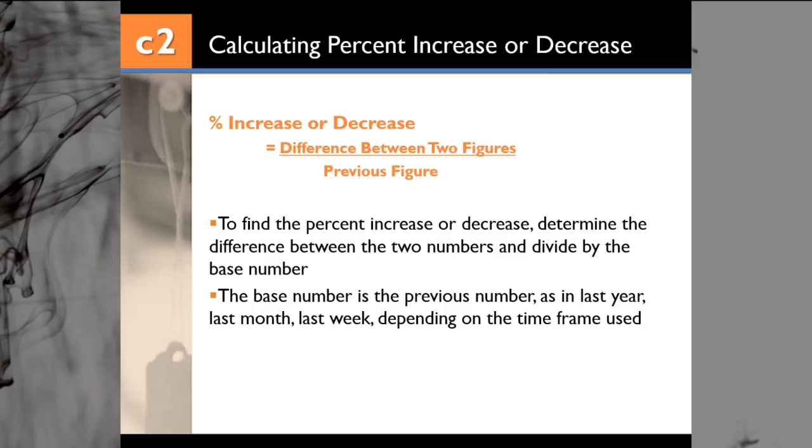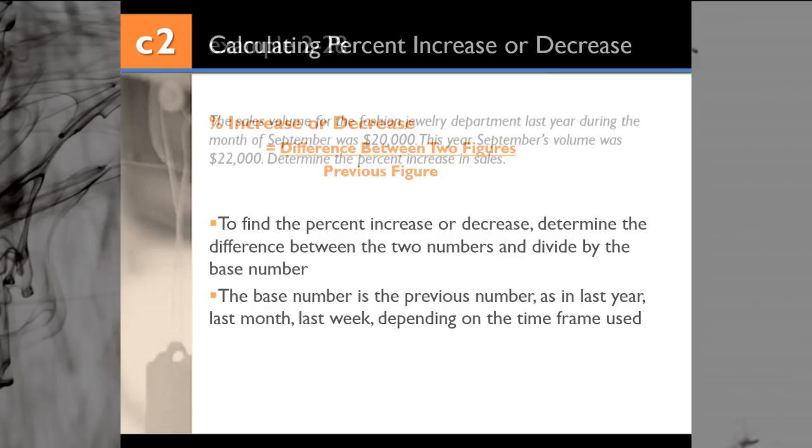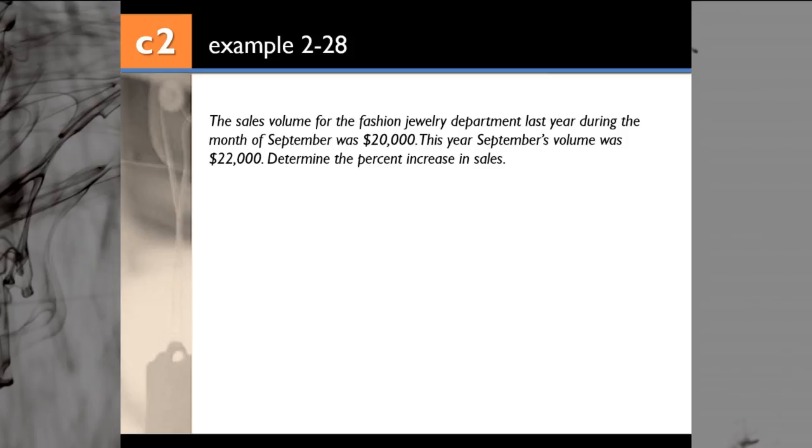And also this one, it's going to be really easier to look at the example. So let's look at the example. The sales volume for the fashion jewelry department last year during the month of September was $20,000. This year, September's volume was 22,000. And determine the percent increase in sales.